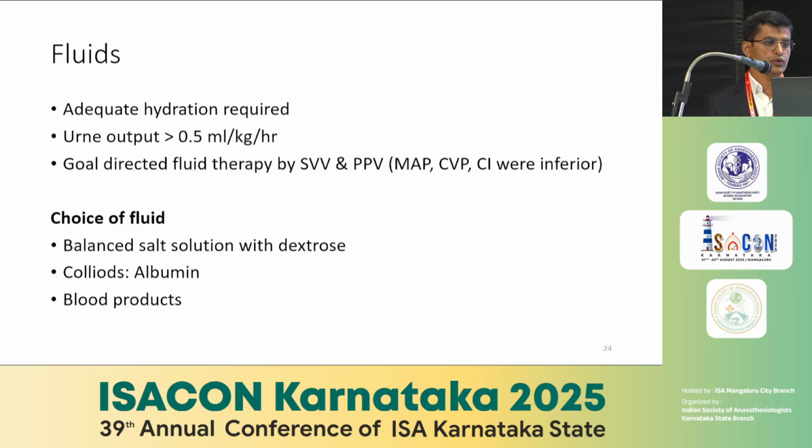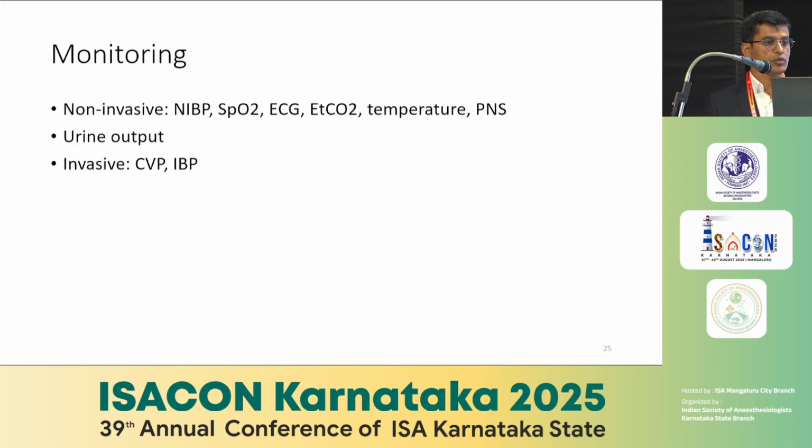Fluid correction should be done and a target of at least 0.5 ml per kg per hour should be used. Goal directed therapy is always better. And in Whipple surgery, we should always restrict the fluid because any overload causes bowel edema, which is not good. The choice of fluid should be crystalloid solutions containing dextrose. Colloids should be avoided, especially starch, because it can cause tubular necrosis. For monitoring, CVP and IBP can be used.